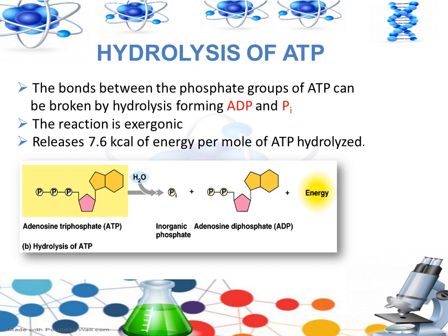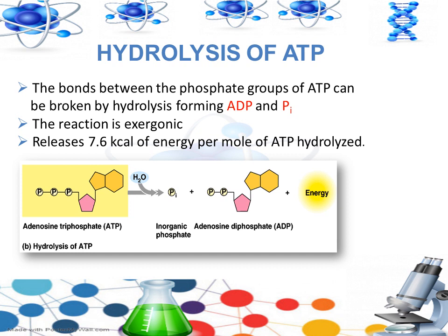So when you look at this diagram, you can see that ATP, adenosine triphosphate, gets its name triphosphate because it has three phosphate groups. Okay, and when water is added, there will be hydrolysis. What will happen? One phosphate group will be broken down and become inorganic phosphate, and now the compound is not adenosine triphosphate because it lost one of the phosphate groups.